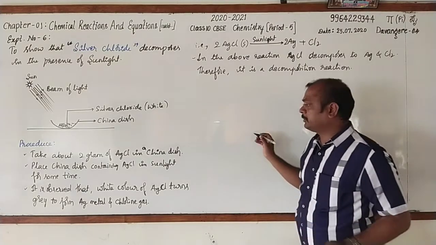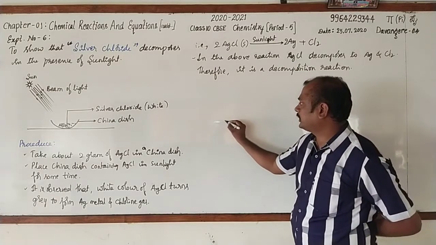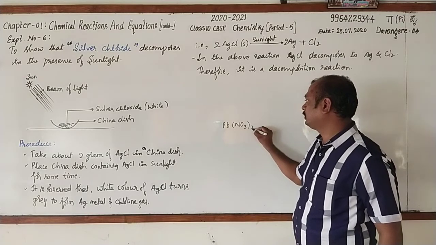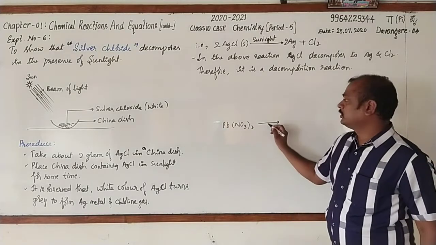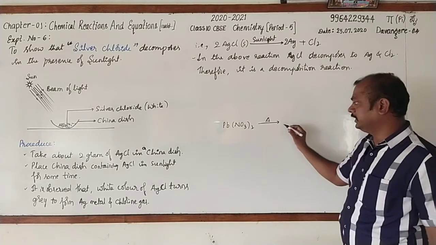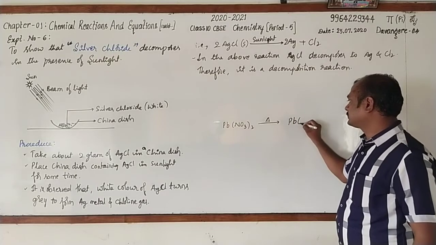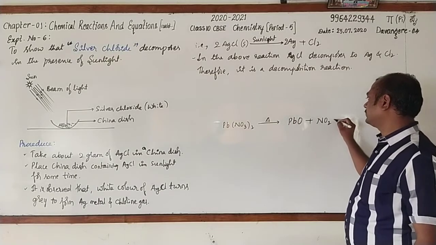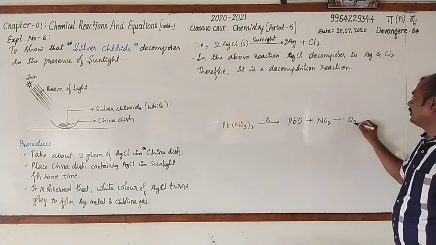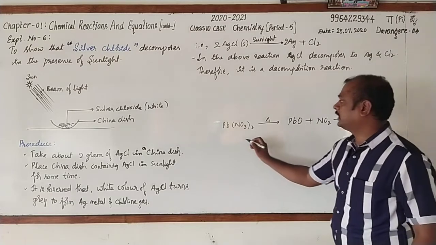Now, observe, I am going to take these examples only. In the first one, Pb(NO3)2. When Pb(NO3)2, that is lead nitrate, is heated, what happened? Lead oxide is formed, nitrogen dioxide gas is released. This is yellow color and this is brown color. Then oxygen gas is also released. Right? Next, another one.